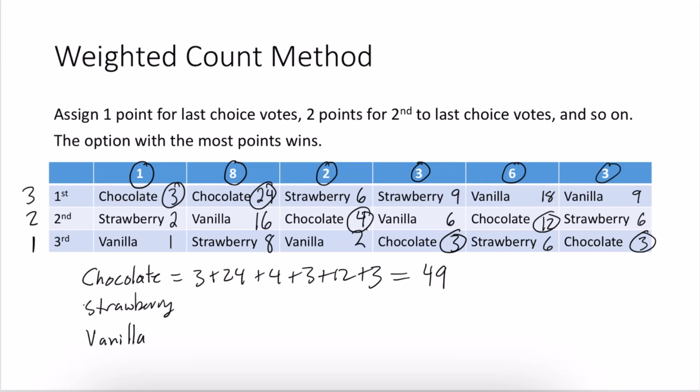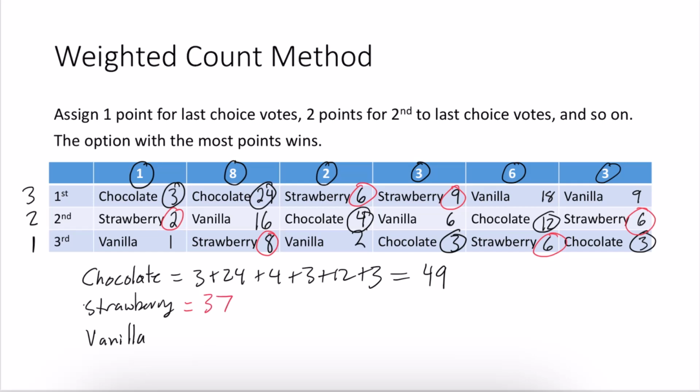And so that's why it's called a weighted count. Then I'll do the same thing for strawberry. So strawberry's votes are going to be 2 plus 8 plus 6 plus 9 plus 6 plus 6. So on my calculator, I'll do those really quick. So 2 plus 8 plus 6 plus 9 plus 6 plus 6. That gives me a weighted count of 37.